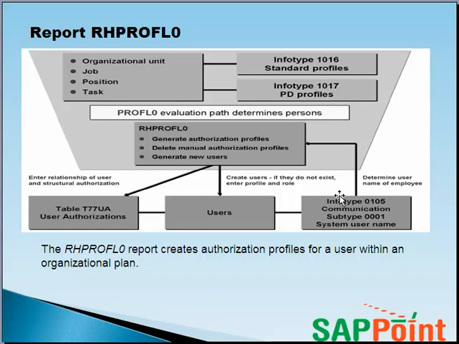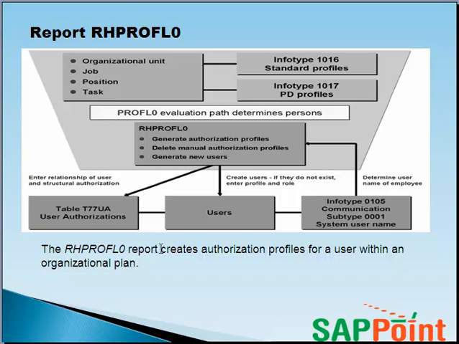Now once these steps are complete in RHPROFL0, you can check the results of the standard authorization profiles and the user roles in SU01 for that particular person, the user ID of that person. And you can check for structural profiles, that is the entries made in info type 1017. You can check those entries using the transaction OOSB, which is used to link the structural profile with the user ID.